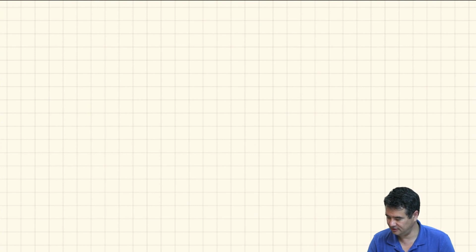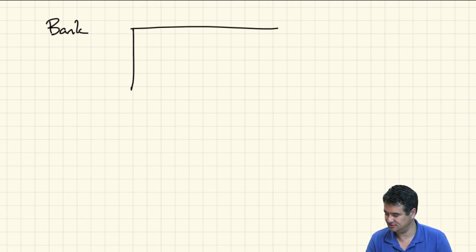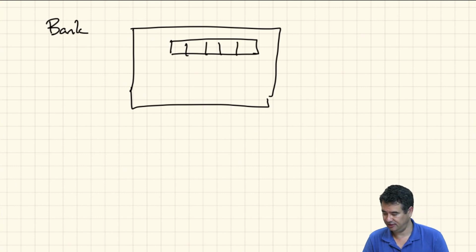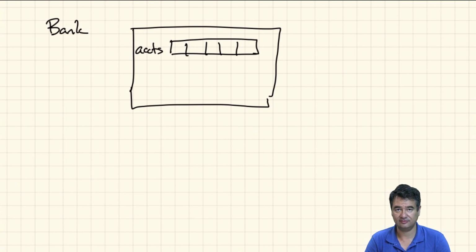So here's my bank. The bank basically is, let's use this box here, and inside that box there are 5 slots in the array, and the array is called accounts. But it's not labeled like this. Okay, that may be how you've seen this drawn in the past, but that's not actually how it is.